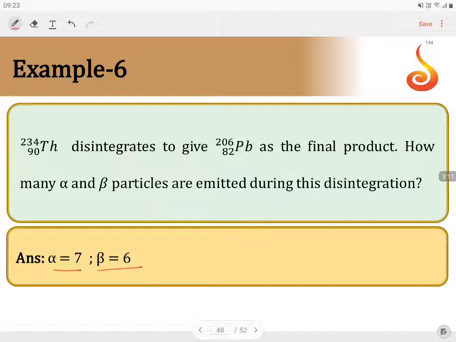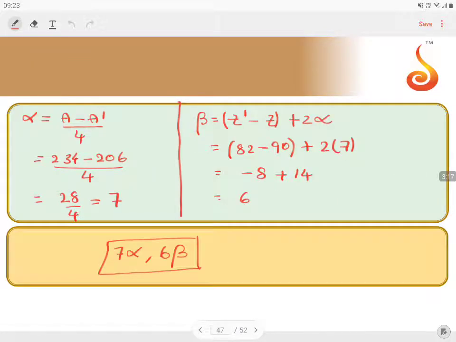So this is a very easy process, children. Just remember the formula and we can easily solve this. Again, what is the formula we are using? Alpha is equal to A minus A dash by 4 and beta is equal to Z dash minus Z plus 2 alpha. Using this formula, we are able to solve this question very easily.